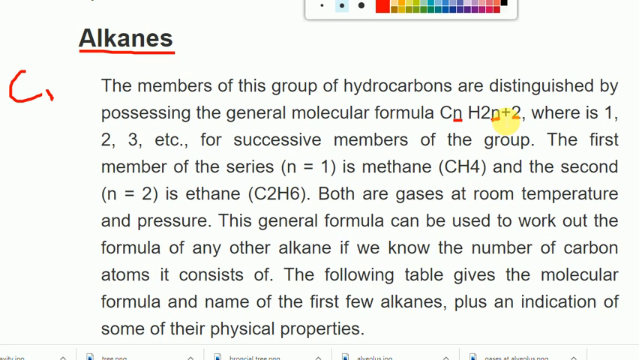H is hydrogen, H2n, n is 1, so 2 times 1 is 2, plus 2 is 4. So it will be C1H4. And we don't write it as C1H4, because if you write 1 here you look like you don't know chemistry. We don't write 1 because if we leave it, it is known to be 1. We write it as CH4.